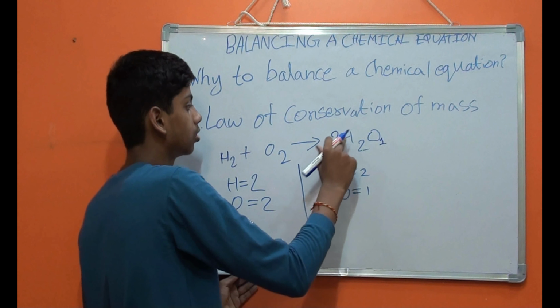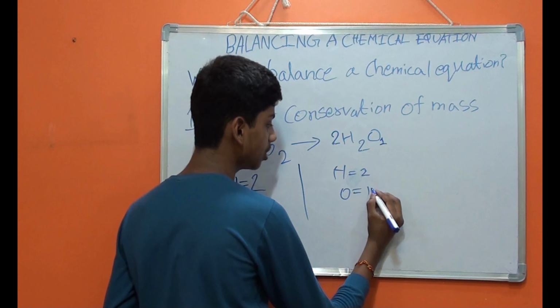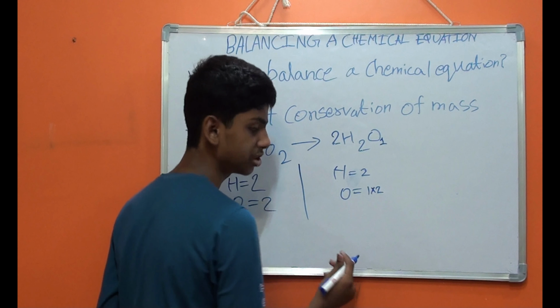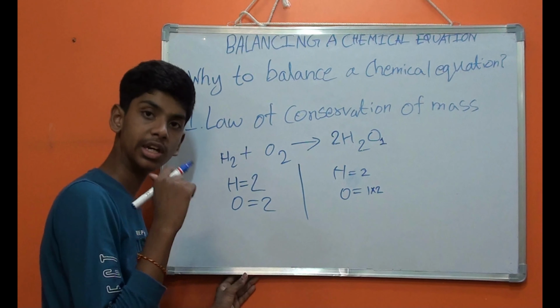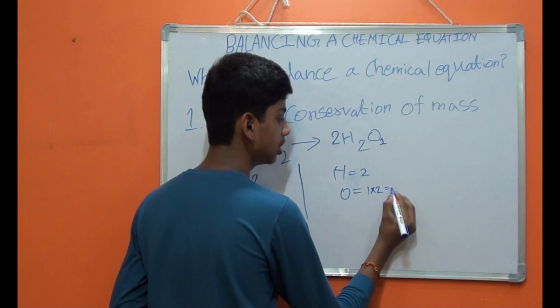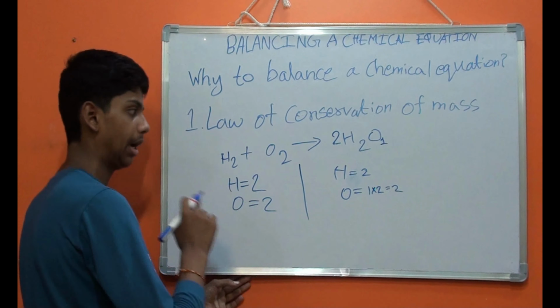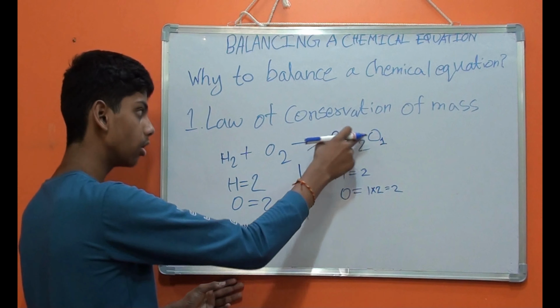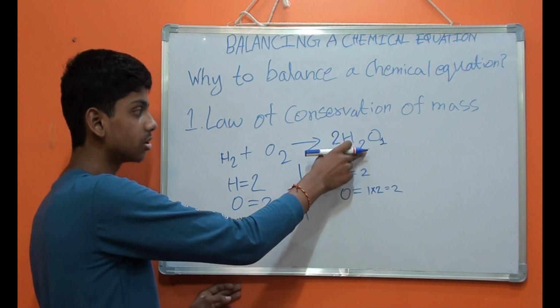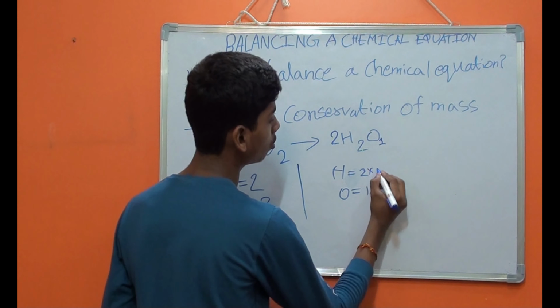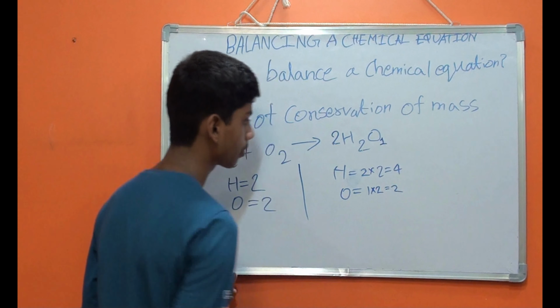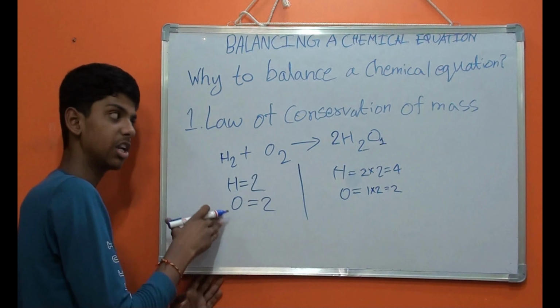Writing 2 here means that this 2 multiplies the number of atoms of each element. So here oxygen's 1 atom is getting doubled. So this equals 2 atoms. 2 and 2 are balanced. But this 2 also applies to this hydrogen. So 2 into 2 equals 4. Now hydrogen is unbalanced.